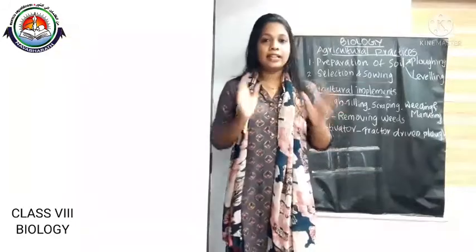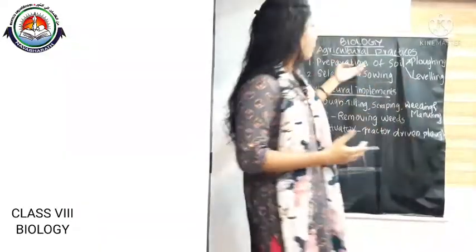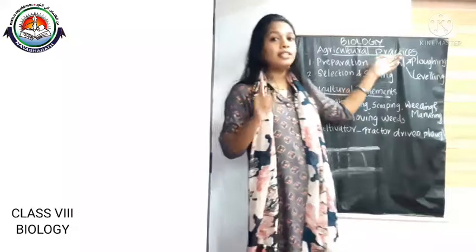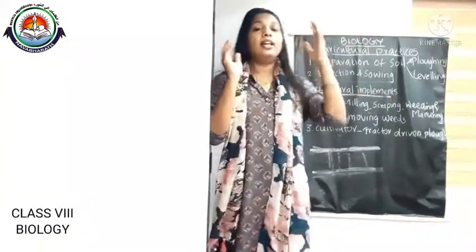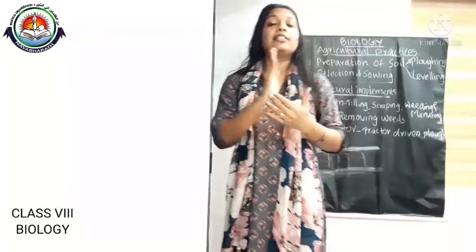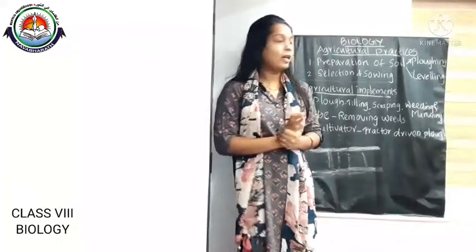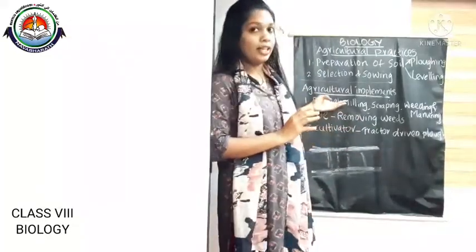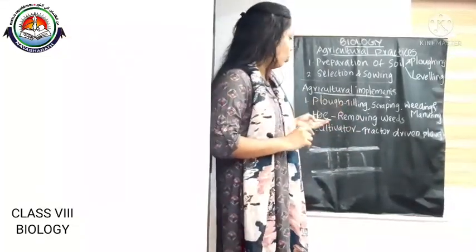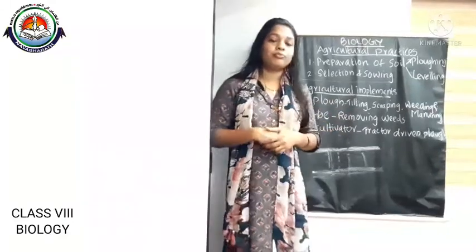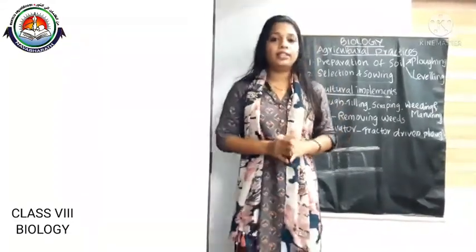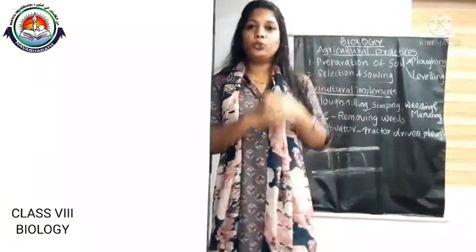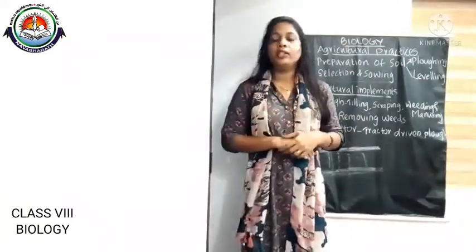Okay, so these are the things that we have covered today. We have discussed preparation of soil, which is the first step of agricultural practice, and what are the agricultural implements used for that purpose. There are three agricultural implements: plow, hoe and the cultivator, and also about plowing and leveling. Okay, these are the things that we have discussed today, and the rest we will take in our next class.